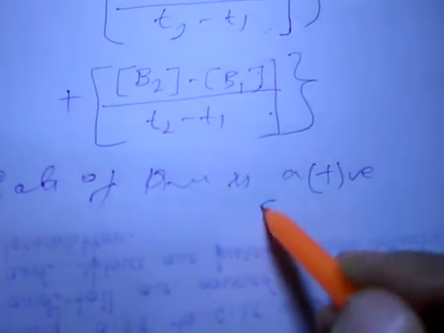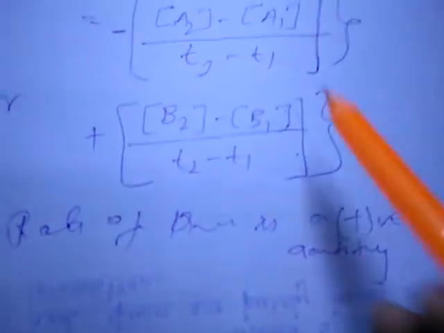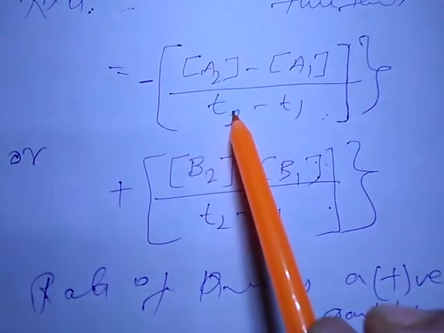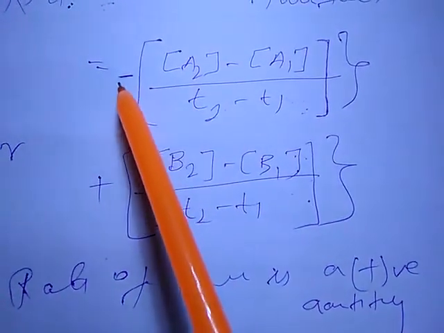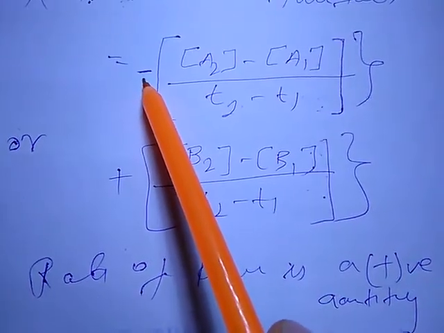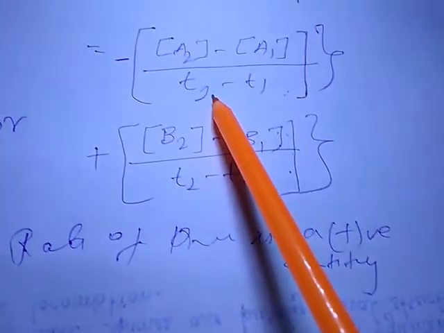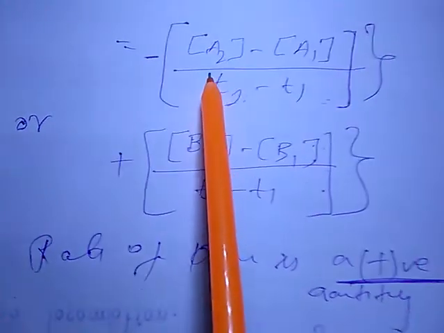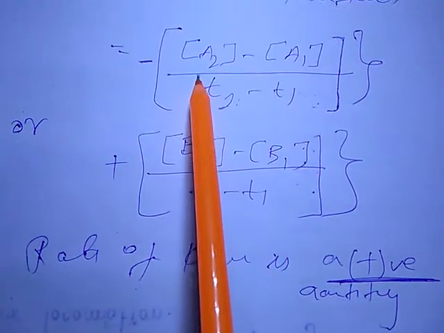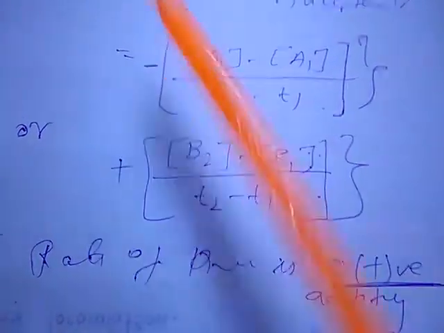Now, one important thing we have to keep in mind is that rate of reaction is always a positive quantity. So, if we are calculating the rate of reaction with the help of change in concentration of reactant, then we see that a minus sign is present over here. To convert it into positive, we have to multiply the whole term with minus 1. Why? Because rate of reaction is always a positive quantity. It can't be negative.